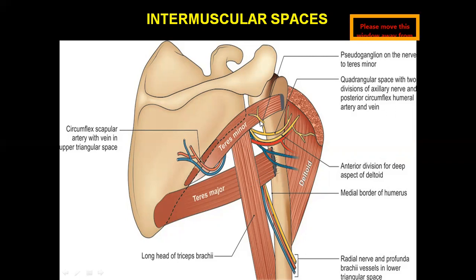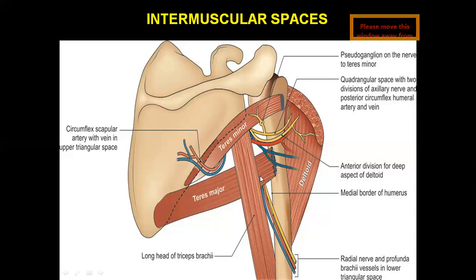If you observe the boundaries of this particular space, how many boundaries does it have? 1, 2, 3 and 4. That's how it is called the quadrangular space. If you observe this space, it has 1, 2 and 3. It looks like a triangle, hence it is called the triangular space. And lower down, again it has 3 boundaries, 1, 2 and 3. That's how this is called the lower triangular space. So overall, how many spaces do we have? 3: the upper quadrangular, the upper triangular and the lower triangular space.